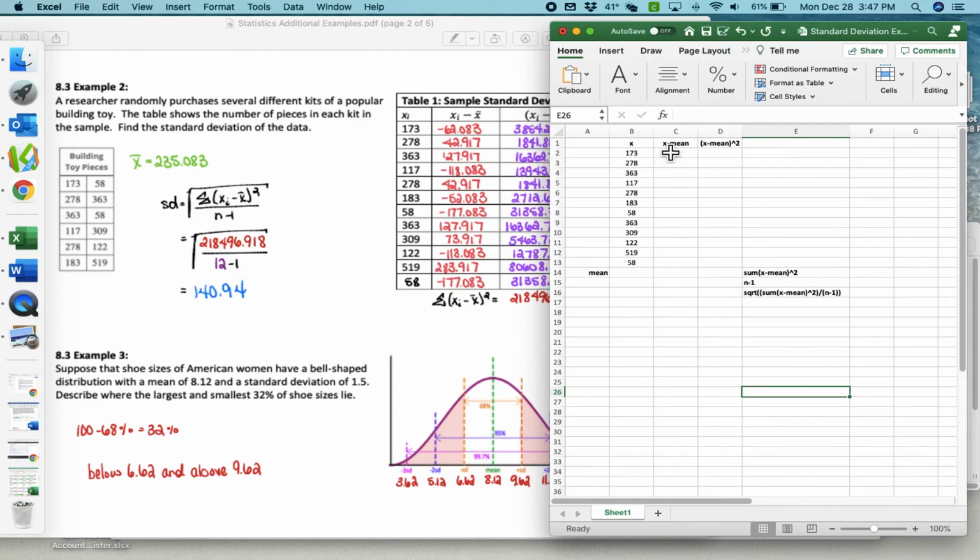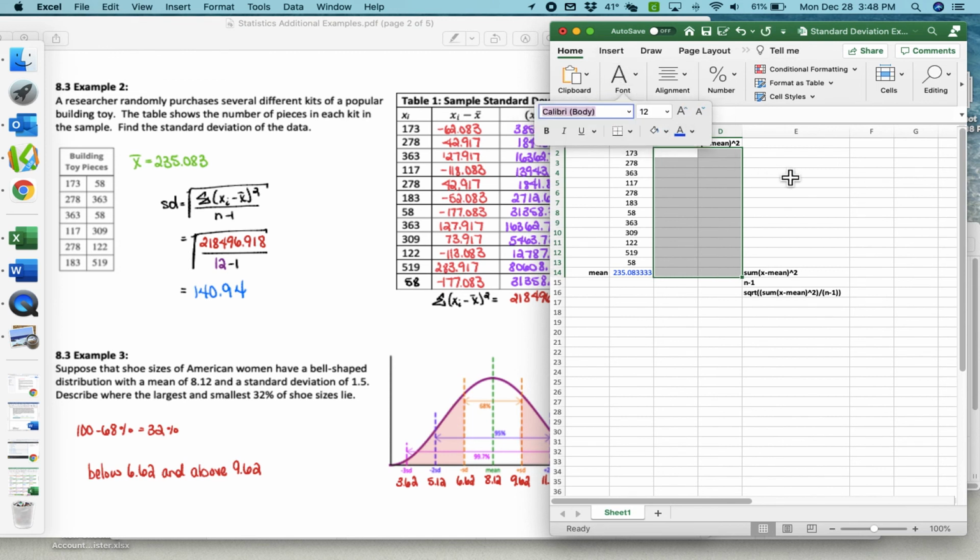Problem 2, over in Excel, I've already put in our numbers and labeled some things here. So the first step again is to find the mean. And so we will say equals average. And in parentheses, we'll select all these numbers, close the parentheses, and that tells us our mean. You can see it's the same as what I found over here. Then we take each data point and subtract the mean. I'm just changing colors so you can see the difference.